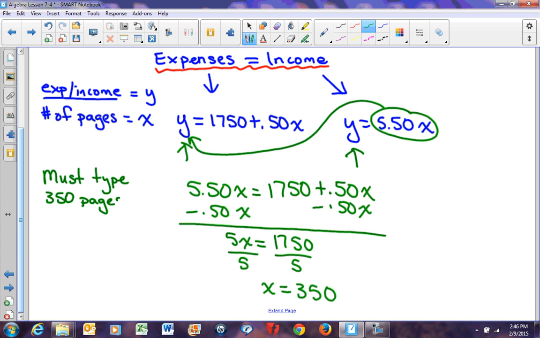That's a lot of pages. Which is why a lot of businesses, the first couple of years, don't make a lot of money because they have to recuperate all the expenses that they had to put out to begin their business.